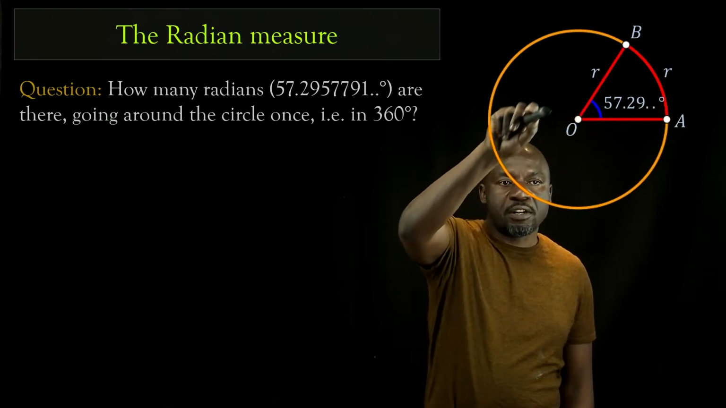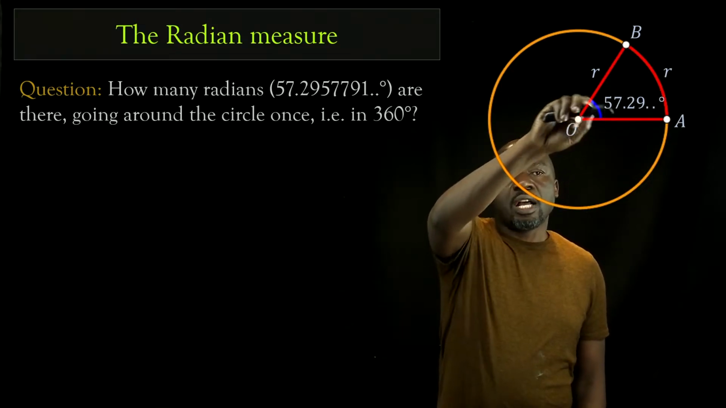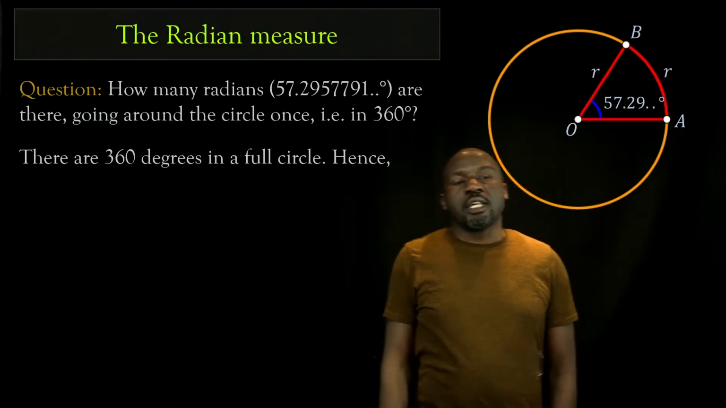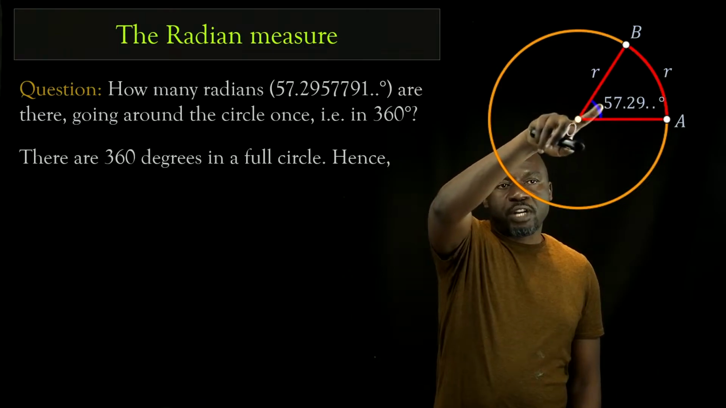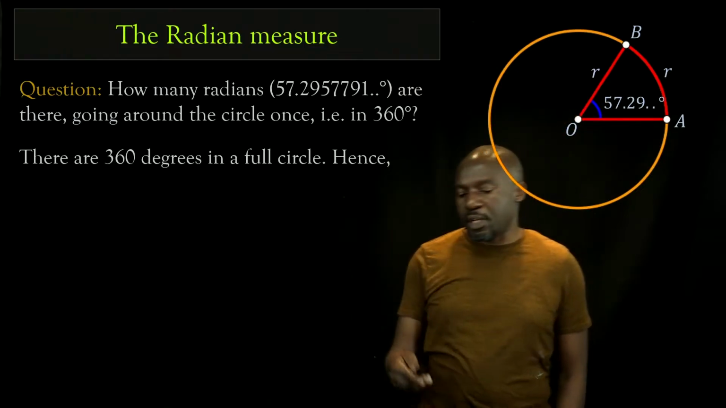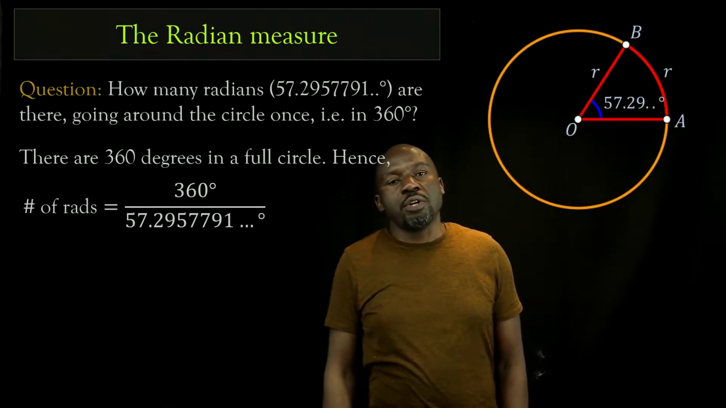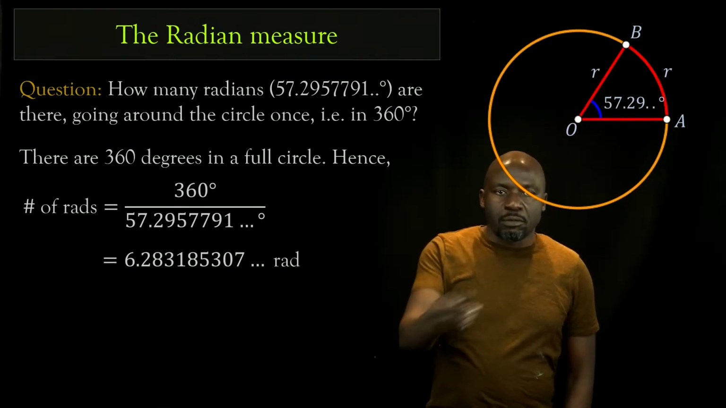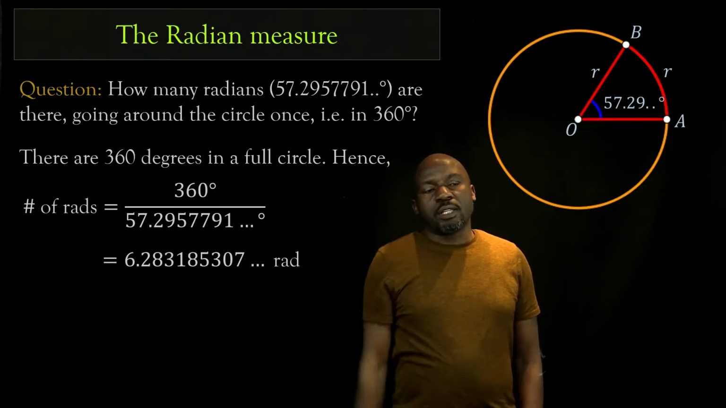So if I have 360 degrees, how many 57.3s can I get going around the circle like that? Since the circle is 360 degrees, to find the number of times this goes into the circle, I have to take 360 and divide by 57.29. And when we do that, we get around 6.2831 and so on times. Let's look at that on the circle.